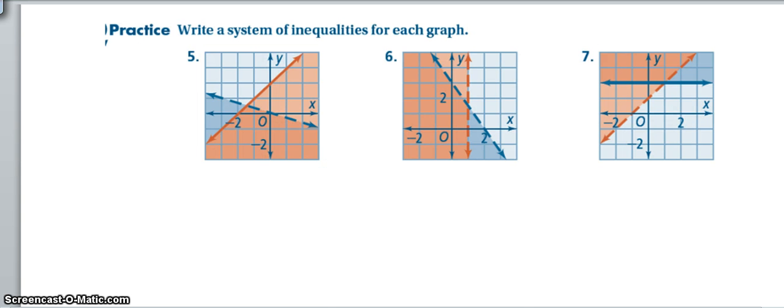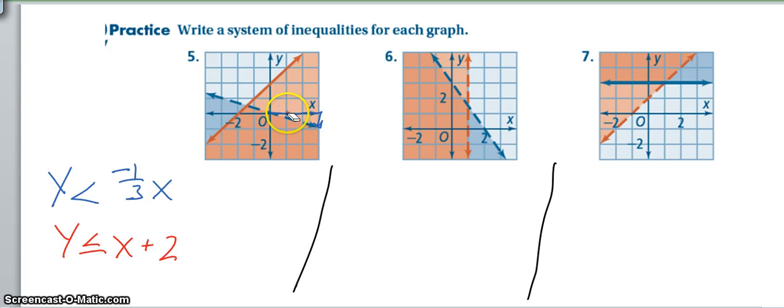Go ahead, pause the video, and try to write the systems for 5, 6, and 7 here. Should be fairly quick because you're just identifying the y-intercept and the slope, and where it's being shaded, and if the line is solid or dashed. So for number 5, we have a y-intercept of 0, so that does nothing for me. And then I have a slope. My run is 3 as my rise is -1, so I have a -1/3 slope. It is dashed, so it's just y is less than -1/3 x. And then we look at the same thing with the y-intercept and the slope for my red line, and we get y is less than or equal to x plus 2.